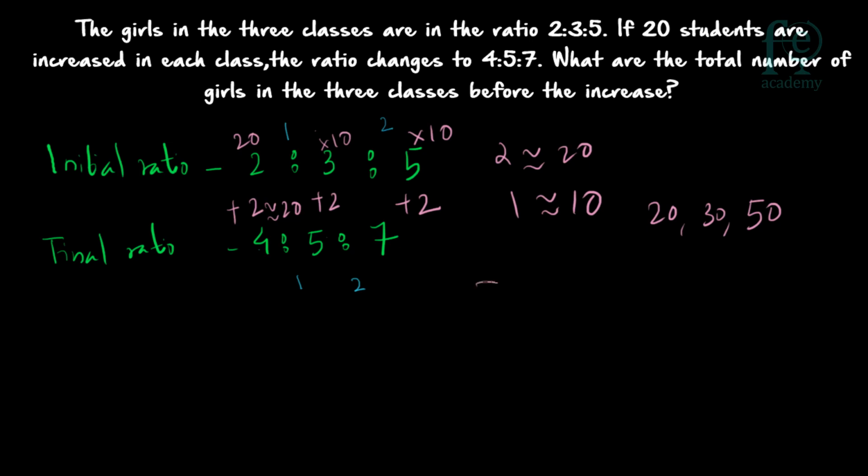So what is the total? Total number of girls is equal to 50 plus 30 plus 20, which gives you 100. So 100 is your answer. So within seconds you will be able to find out your answer.